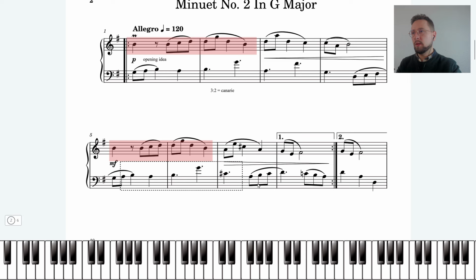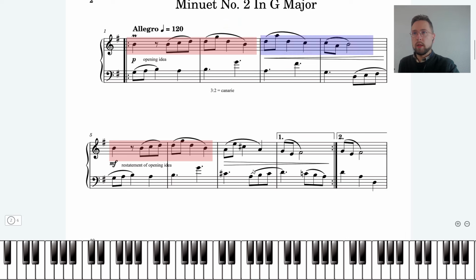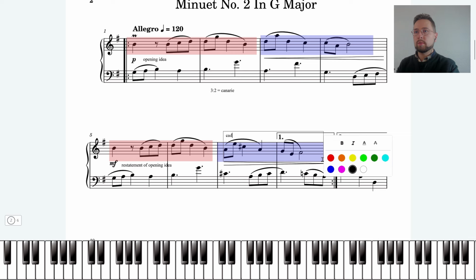And here we have the repetition of the opening idea, or restatement of the opening idea. And then we have a contrasting idea that appears here, and then we get a closing idea that's basically creating a closure or cadence. So this is the cadential idea, and that's the contrasting idea.